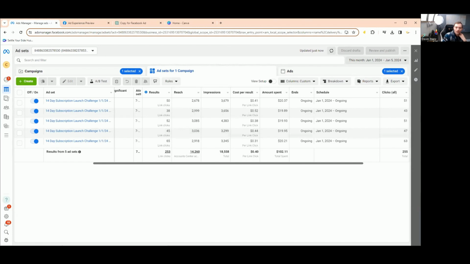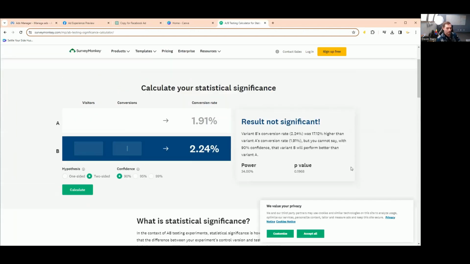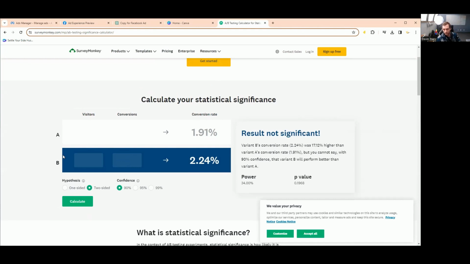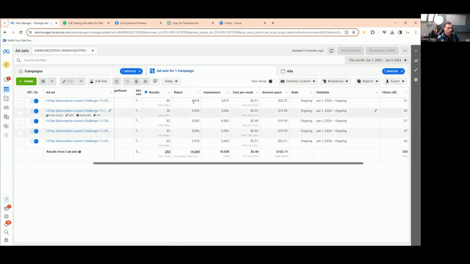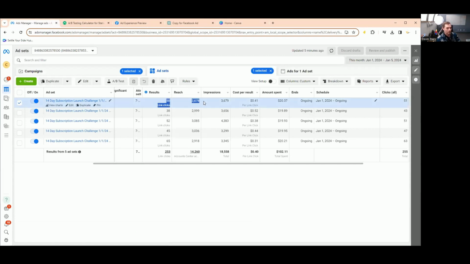But what I found is the only split test calculator on the internet that I can actually validate works properly. Maybe there's more now, but it's the only one I know of, and it's from SurveyMonkey. If you just Google split test calculator and go to SurveyMonkey's, their split test calculator works. The frustrating thing is that it only allows you to do a two-way split test at a time. So what I literally do is take the numbers from these two rows, and I cross-reference all five. I typically go with reach, not impressions, but you can do either.